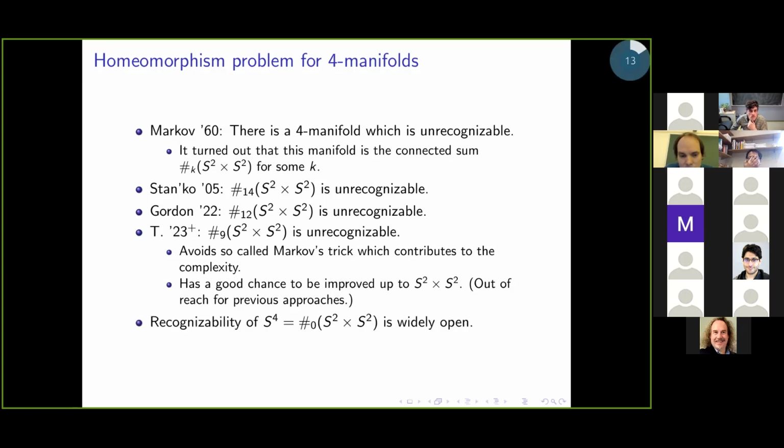And I of course already mentioned that if I want to talk about S^4, in this notation I could even recognize it as 0 copies of S^2 times S^2, and this is a widely open big problem for which maybe different people have different opinions whether it's recognizable or not.